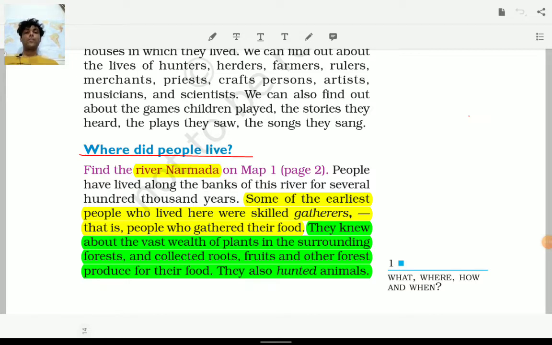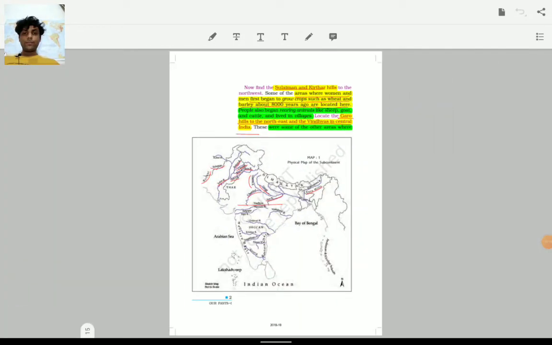produce for their food. They also hunted animals, because it is essential and important for the people to survive in that environment, to understand the plants which are good to consume as food. Okay, and which are not to be touched, because some plants can be poisonous, so it is important to avoid that as well. So they understood and developed this, that which plants are important and which animals they can hunt easily. Okay, so let's move ahead.